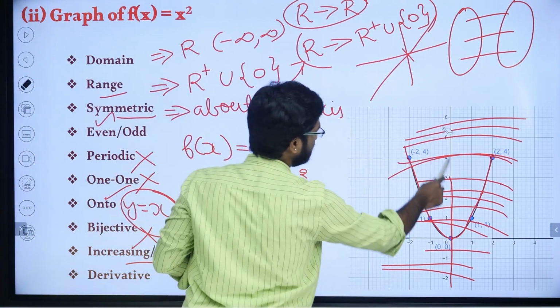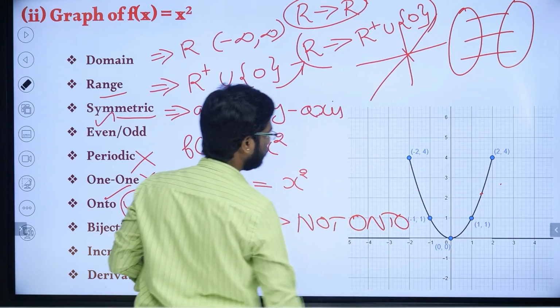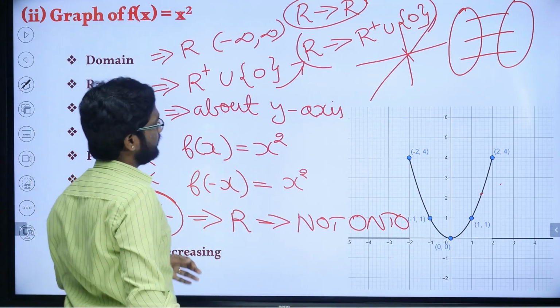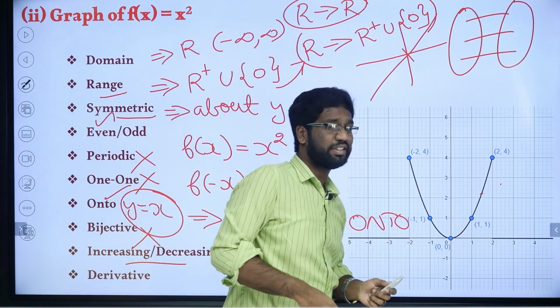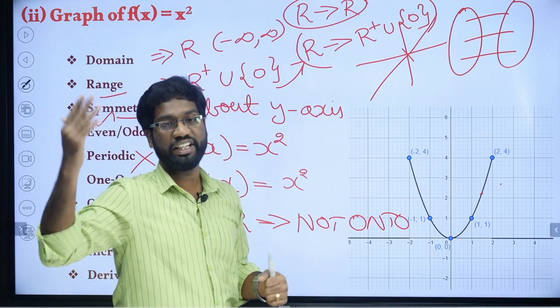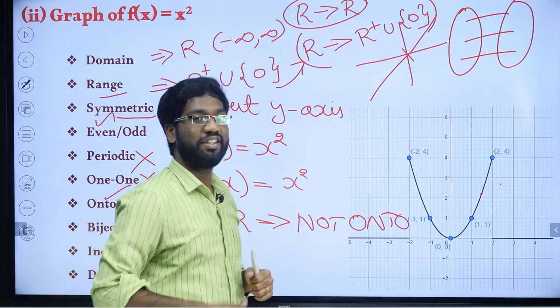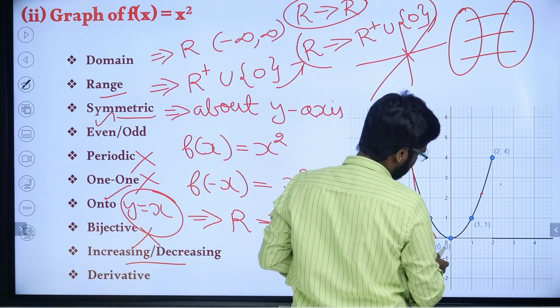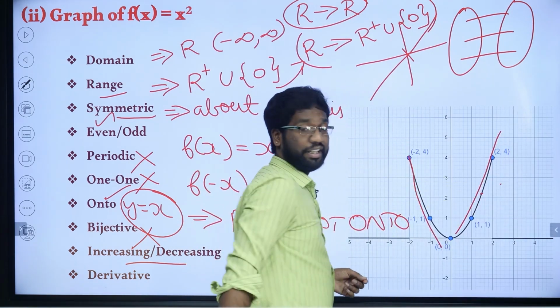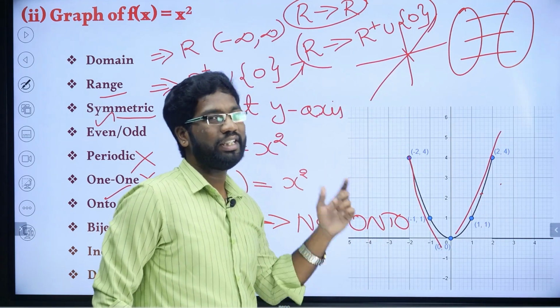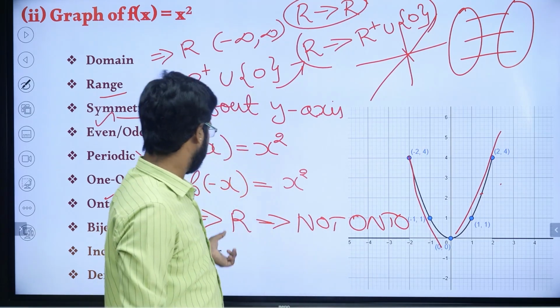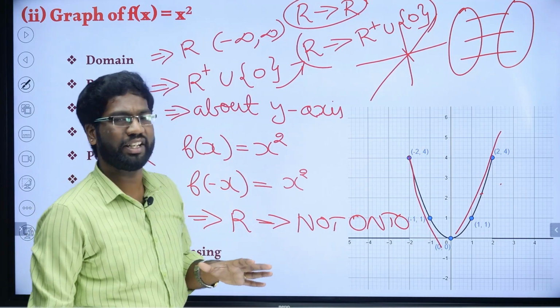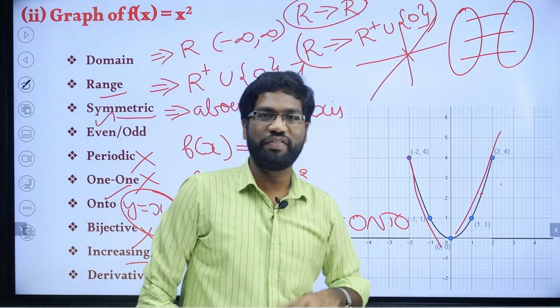So for this, you can see, my dear students, for this function, we can't say this one is a strictly increasing function or strictly decreasing function, because in some intervals it is decreasing and in some intervals it is increasing. So based on the interval, it differs, my dear students. So this function is increasing as well as decreasing. Based on the interval only we can say.